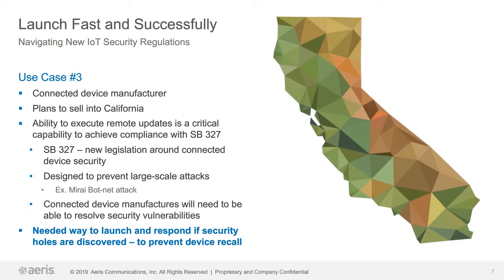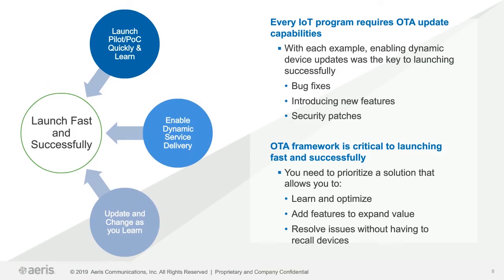So when we look at launching fast and successfully, again, you have multiple objectives that you're trying to achieve as you go. Getting something out the door quickly and being able to learn and update and grow from there. Being able to create that dynamic feature and service delivery environment so that you can make those changes to increase the value, increase your chances of ultimately having a successful deployment, and being able to update those changes as you go.